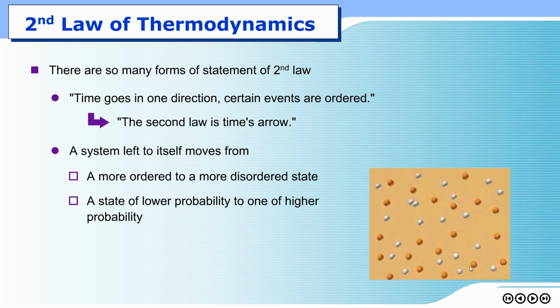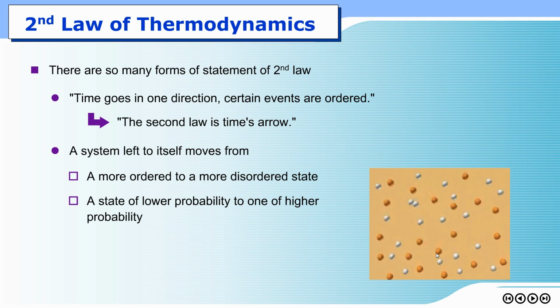So at the molecular level, this particular picture seems to have less order, more disorder. If you look in terms of probability, the randomly mixed state like this has higher probability than the initial state where the orange molecules and white molecules are separated. So mixing seems to be spontaneous because mixing starts from a low probability state and ends up with a state with higher probability.